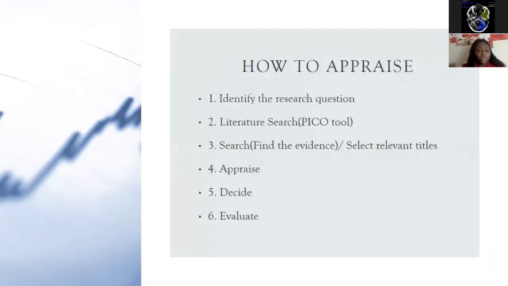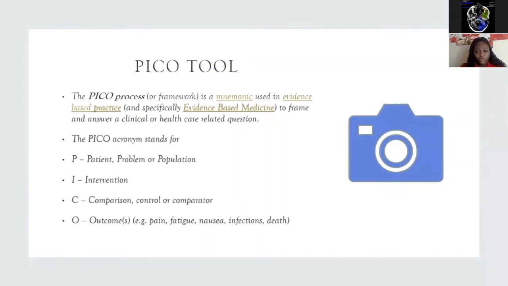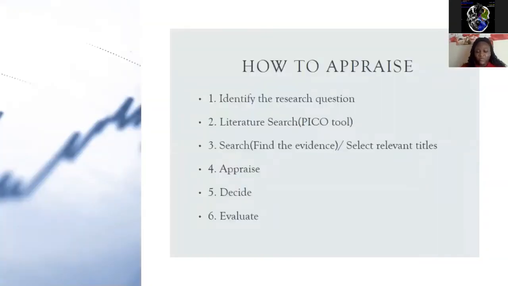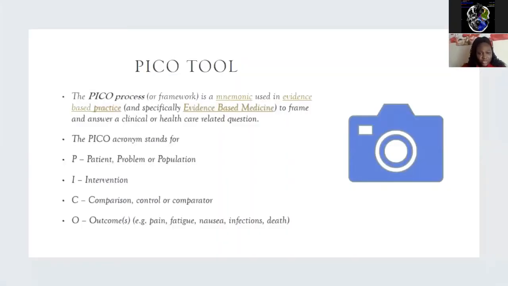There are various resources where you can get the literature from. You have to select the relevant title, then appraise the paper, make a decision, and evaluate it. So the PICO tool I mentioned is very useful for literature research. It's used in evidence-based practice.